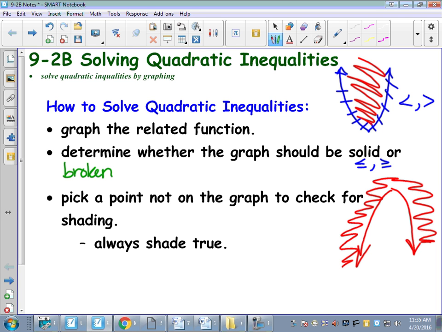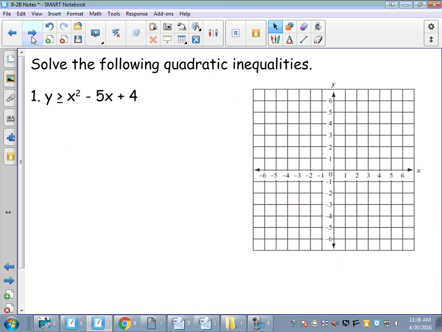solutions lie. So this is how you answer quadratic inequalities. You can't give me one answer. I can show you a picture and say all of this shaded region represents my solution. Go ahead and try this.